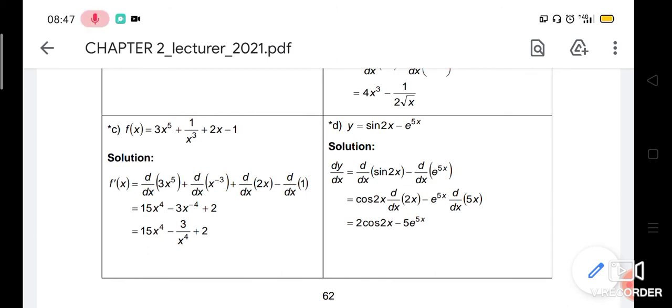Given y equal to sin 2x minus e to the power 5x. So differentiate each term, differentiate sin 2x and also differentiate e to the power 5x.